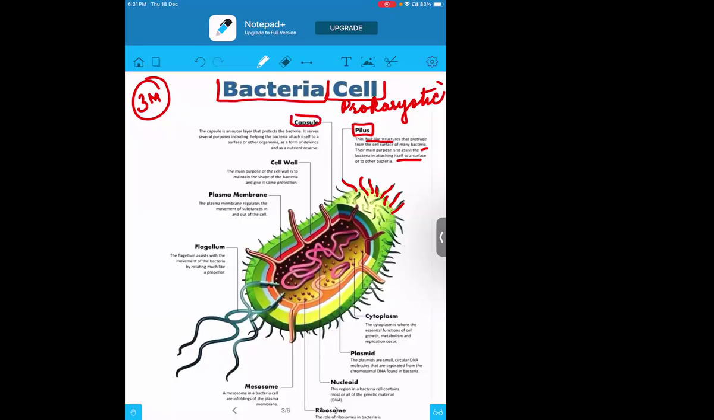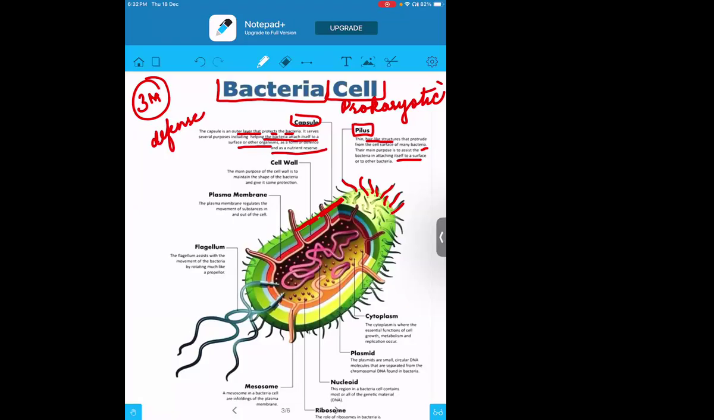The next structure is a capsule, which is this part, the outer part, this part is called as a capsule. So capsule is an outer layer that protects the bacteria. So the bacteria will be protected because of this outer protection called as a capsule. This will be helping the bacteria to attach themselves to the surface or to the other organism, and also they will be acting as a kind of the defense mechanism. So if they want to protect themselves, what they should do? They should fight, right? So because of this capsule only, they will be fighting.